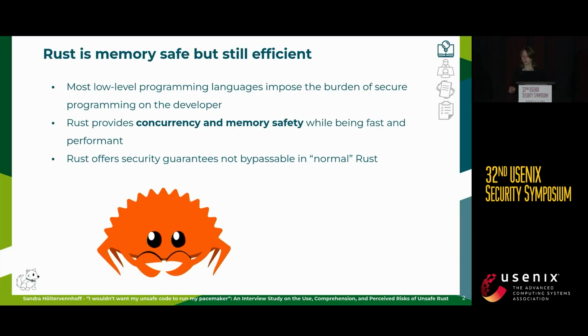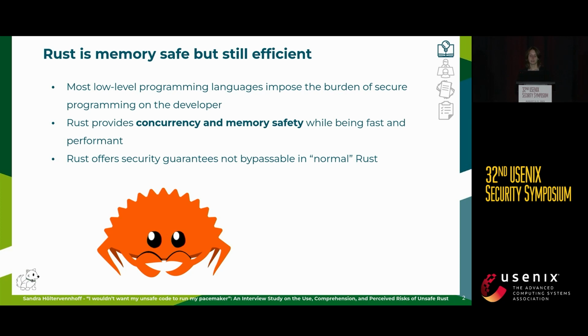So, why should one use the Rust programming language at all? Most low-level languages like C or C++ are powerful and fast, but also impose the burden of secure programming on the developer, as security mistakes can easily be made. And to help with secure programming, the language Rust was created. It is designed to still be fast and performant, but also to provide concurrency and memory safety.